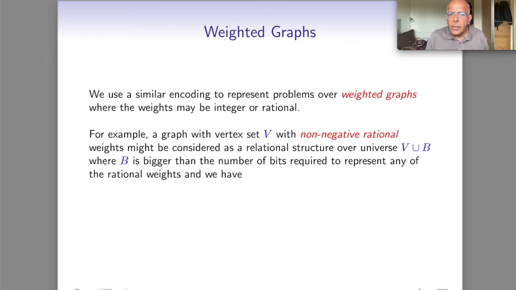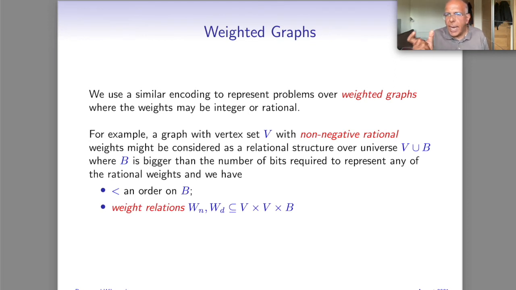We can consider this as a relational structure, right? Over the universe V union B, where V is the set of vertices, where we have an order on B, and we have weight relations. So for every edge or every pair of vertices, it gives a numerator and a denominator, and we should have, well, I said non-negative, so we don't need the sign here, right? This is how you would represent a weighted graph as a relational structure.